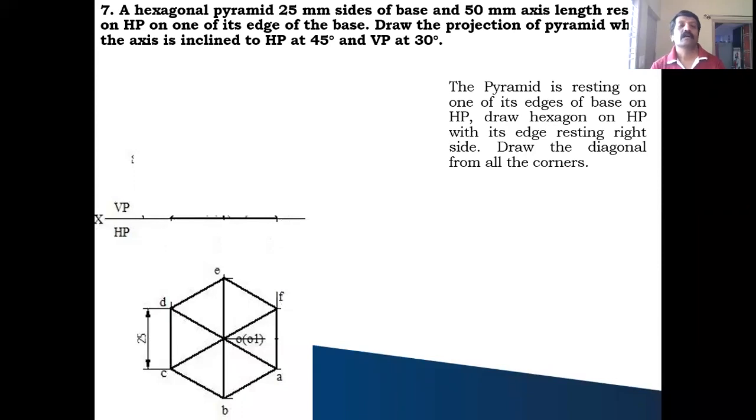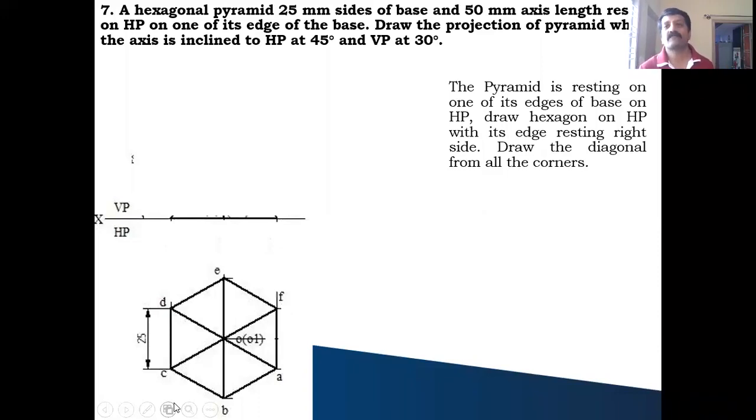Okay, so in the example, clearly as given, hexagon pyramid is there, a base 25 millimeter and axis height 60 millimeter, and it is resting on one of its base edge on HP. So you draw the regular hexagon such that the edge should come on your right side. You know how to draw the hexagon with the help of the circle method. So you draw a regular hexagon of 25 millimeter, and name it A, B, C, D, E, F.